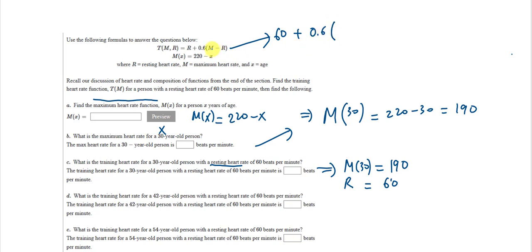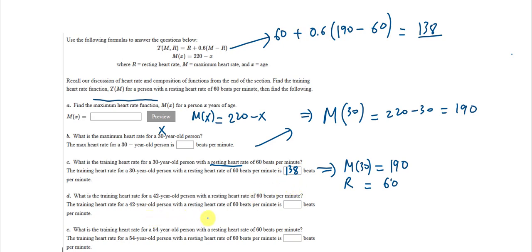The maximum heart rate for this person is 190. The resting heart rate, again, is 60. So do the calculation. You should end up with, let me do that quickly: 190 subtract that, multiply by 0.6, and add to 60. It should be 138. So 138 for part C.